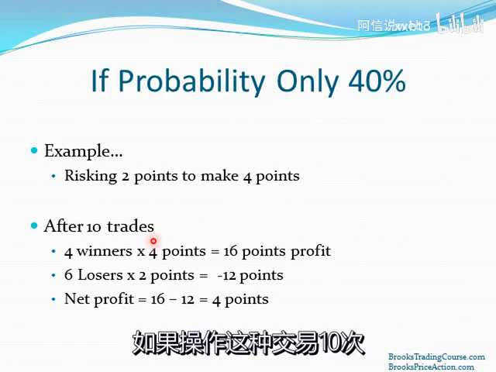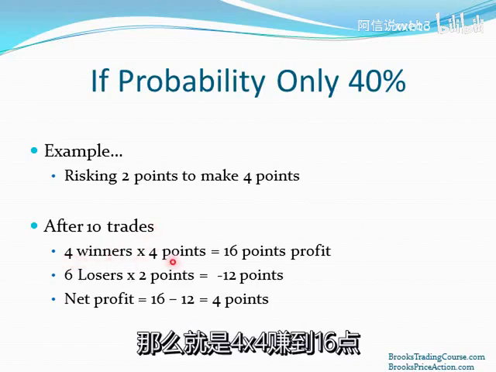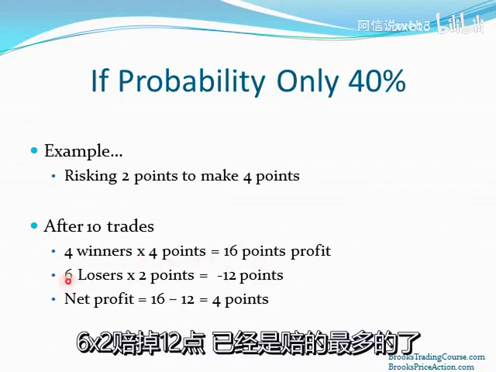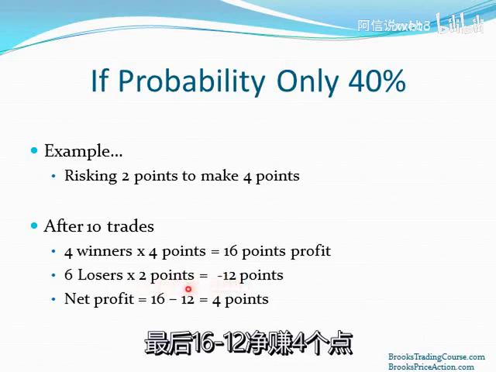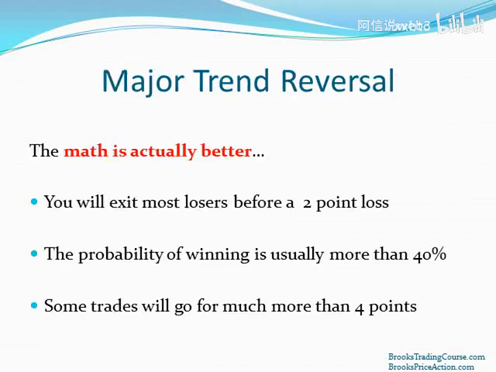If you take this trade 10 different times, 40% chance of success, so you have 4 winners at 4 points each, you make 16 points. Let's say you have 6 losers at 2 points each, which is a worst case scenario. You lose 12 points. And at the end of 10 trades, you have a net of 4 points profit. So it's a positive trader's equation.